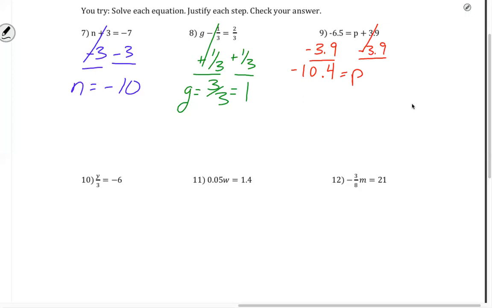Lily. Yeah. How would I do number 10? Well, first I flipped the fraction. Okay. So I have 1/3, so I'm multiplying by 3/1, right? Yeah. Okay. So these cancel, and I'm left with y equals what? -18. Awesome.